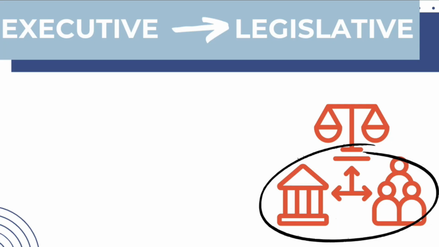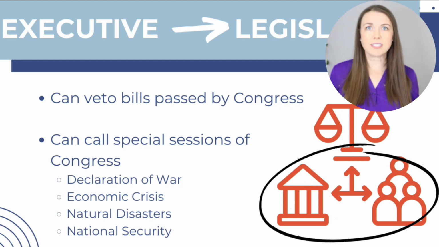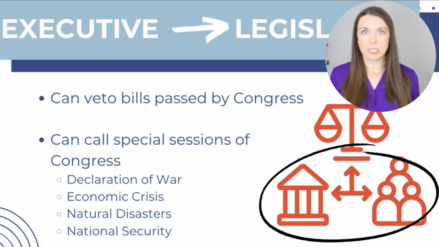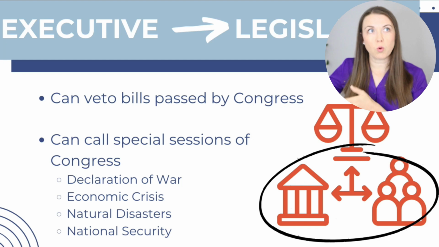Now we have the executive branch keeping an eye on the legislative branch. The executive branch can veto the bills, say, I don't think so, about the bills that the legislative tries to pass through. And they can also call special sessions of Congress. Congress is not in session all the time. They have what's called recess. Imagine in school, you're in session for school, and then you have little breaks.